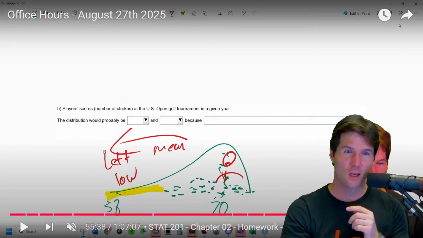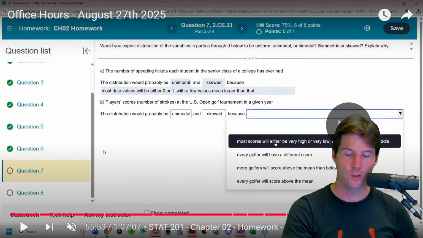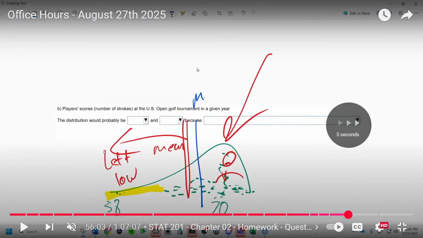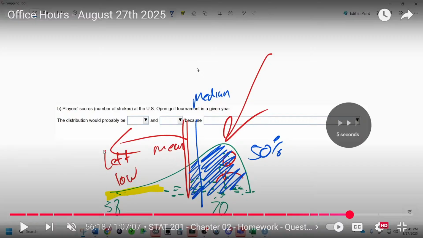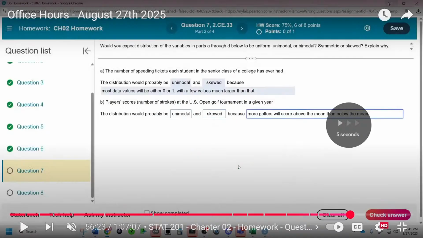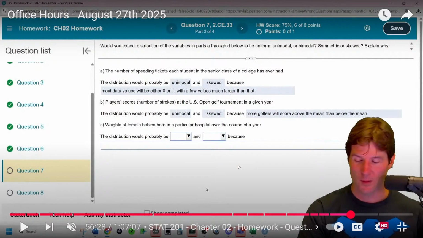Does that make sense? So when you look at the answers right here, it's definitely unimodal, skewed, and I'm showing that the median is higher and more players will be above the mean. I'm showing that more than 50% are above the mean because the median is above the mean. So this is where 50% is at, and then more than 50% is above the mean. So more golfers will score above the mean.